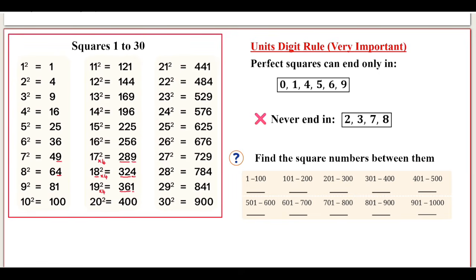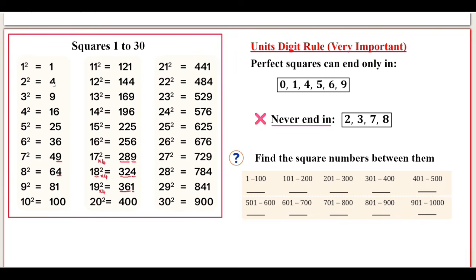Right. Now, unit digit rules. Okay, this is very important. Unit digit is nothing but the last digit, the ending digit. The perfect squares can end only in 0, 1, 4, 5, 6, 9. That means you have to remember this. Okay, the perfect square numbers never end in 2, 3, 7, 8. Instead of remembering this, you can remember this: a perfect square number should not end with 2, 3, 7, 8.